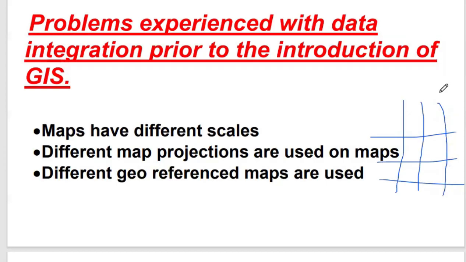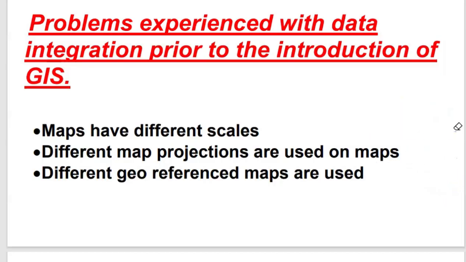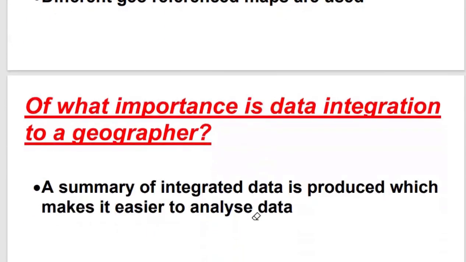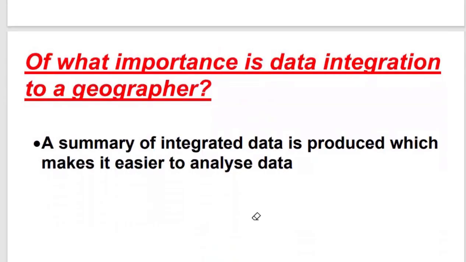So there are different formats of projections which are used when maps are being drawn, which will imply that if a map has used one projection, that might not actually tally with another map using a different form of projection. So it's a difficulty. Then different georeferenced maps are used, right? We also talk of geographical referencing of maps. If there are different georeferenced maps, that will also pose a challenge for one to actually integrate information from those different sets of maps.